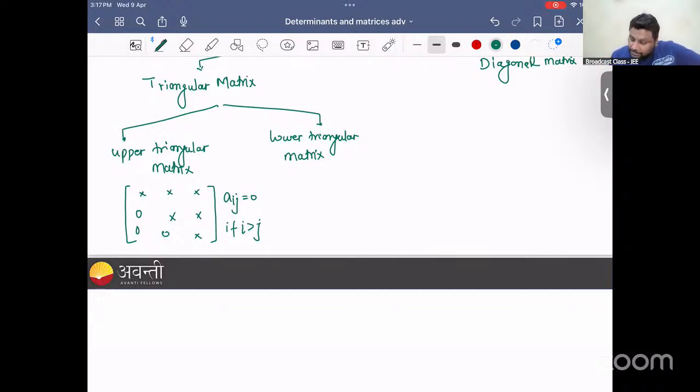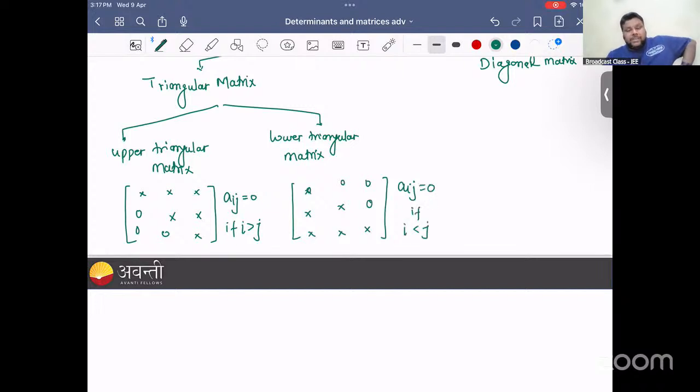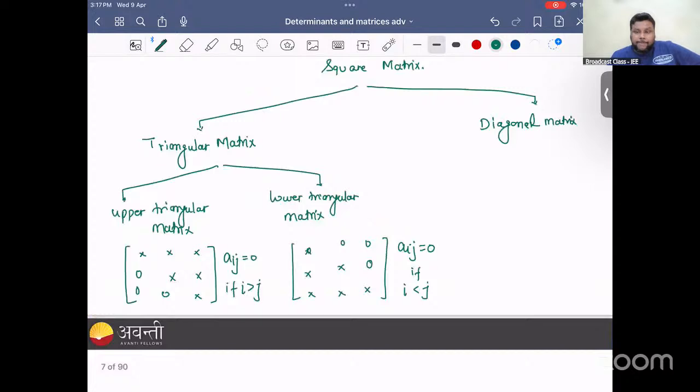In lower triangular matrix, what happens? All entries above the leading diagonal are 0. Means here Aij is 0 if i is less than j. Am I correct?